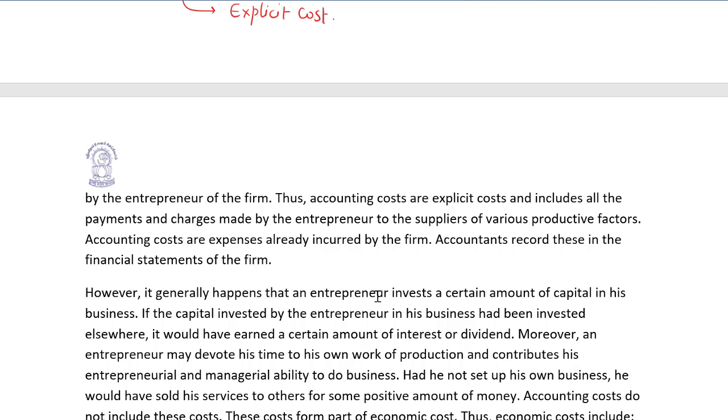Thus, accounting costs are explicit cost and include all the payments and charges made by an entrepreneur to the supplier of various productive factors. Accounting costs are expenses already incurred by the firm. Accountants record these in the financial statements of the firm. Financial statements over here means income statement and statement of financial position.